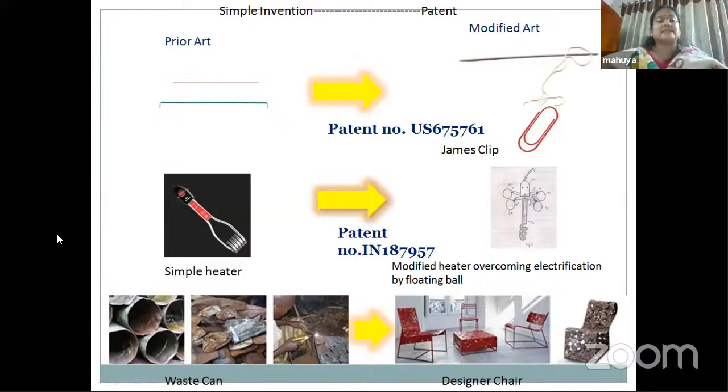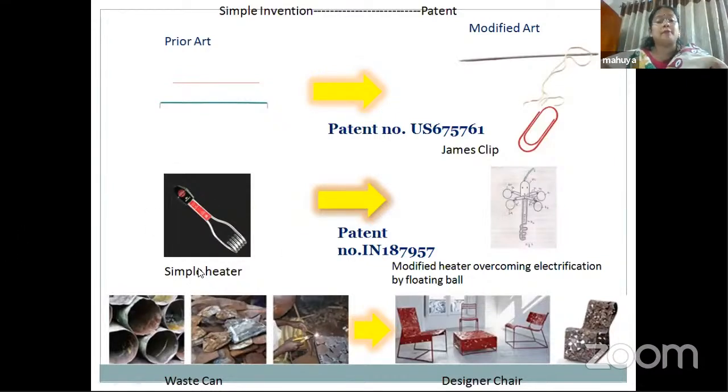Here I'm giving a simple example of a wire. A simple wire, when modified and a small hole is incorporated in it, becomes a needle. And all of us know that this needle caused a huge revolution in the fashion world. When this wire is modified into a simple gem clip, it is a new patent, and this patent number exists. So a big lab is not required for an idea to be patentable.